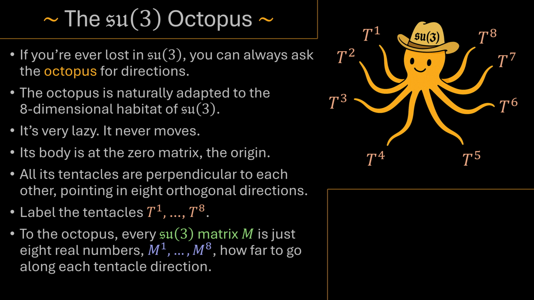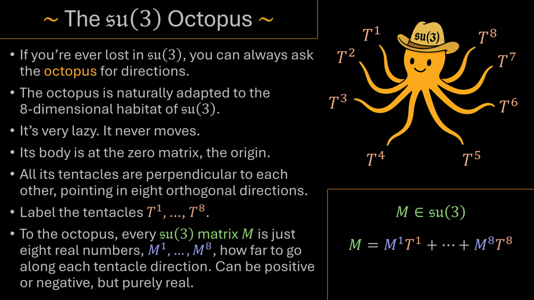So from the octopus's point of view, every matrix in su(3), I call it M, is just 8 real numbers. M1, M2, up to M8, where the M with the index is just how far to go along the direction of each tentacle in order to get to that matrix. Now these M numbers, they can be positive or negative, but they're purely real numbers. So what the octopus lets us do is we can trade an su(3) matrix for a list of 8 real numbers, M1 through M8. So the matrix M is equal to M1 times T1 plus, and so on, plus M8 times T8. And we often write that in the more compact form, where we can say that M equals M^A times T^A, where because the A index is repeated, then by the Einstein summation convention, we're summing over all of those A's.